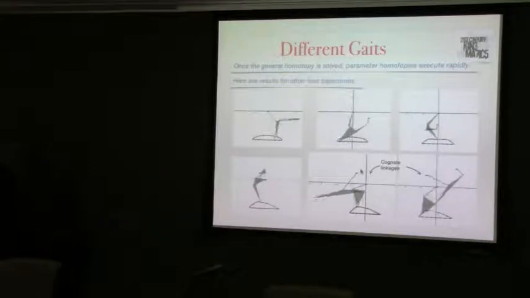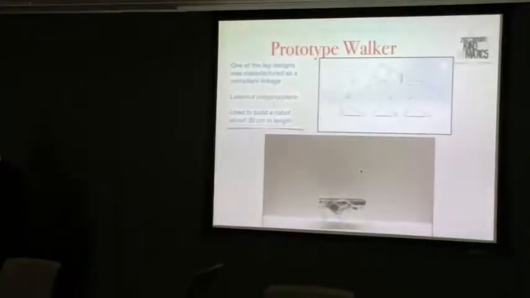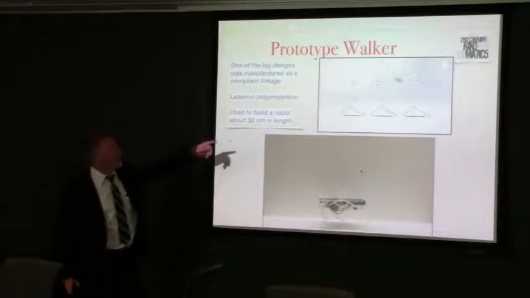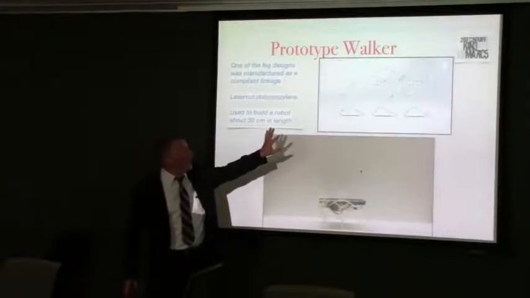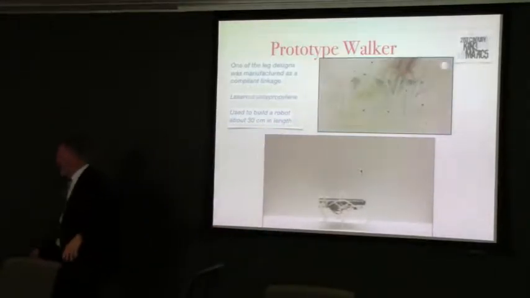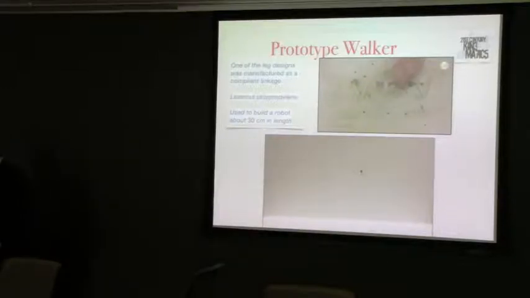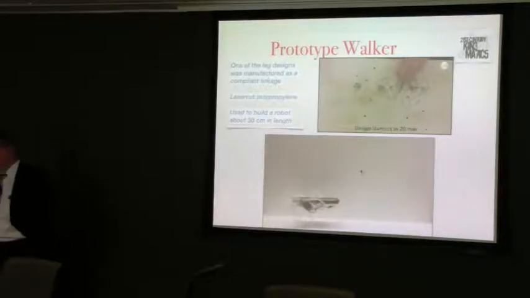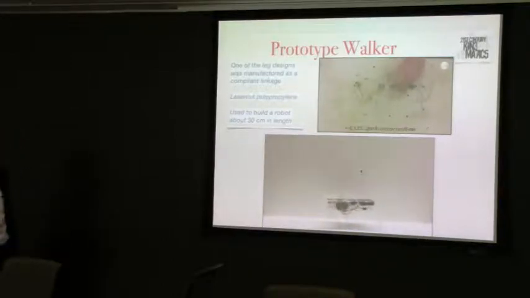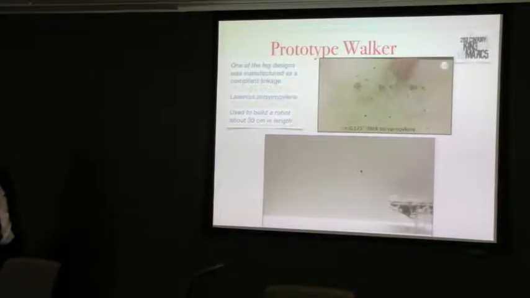We continue on. Okay, so in this particular example, we took the linkages, we linked them together, we made it out of polyethylene, and then we have our little walking robot. So that's a single degree of freedom mechanism. One motor drives all 6 legs.